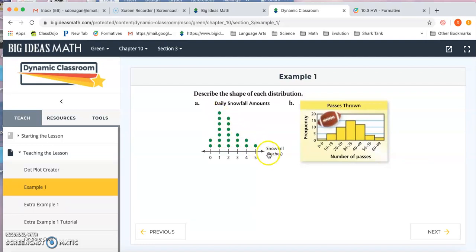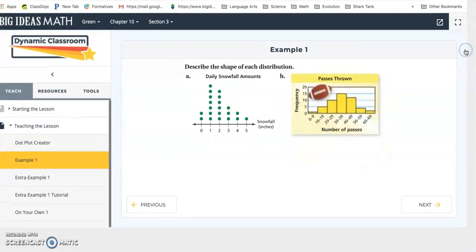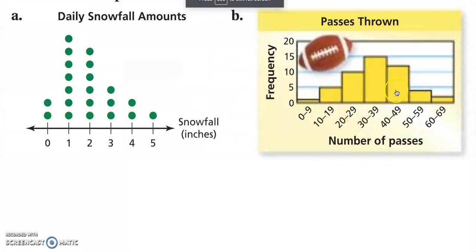It has the tail to the right. Now, if you look over here on this one histogram, you see it's the same. It has a peak in the middle. It has data going down the left, data going down the right. It almost looks like a butterfly.